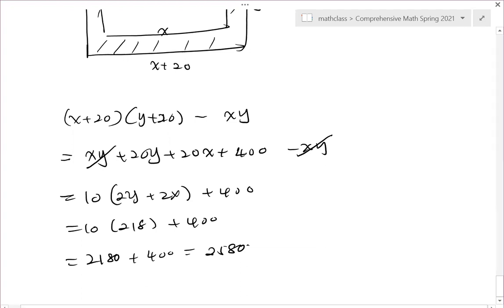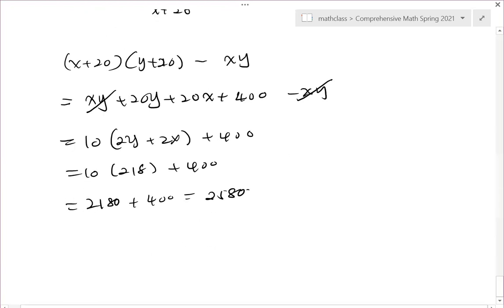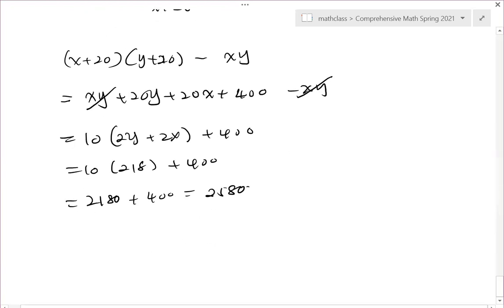Okay, so use a subtraction. You see that, you just need the perimeter of the square, perimeter of the rectangle.